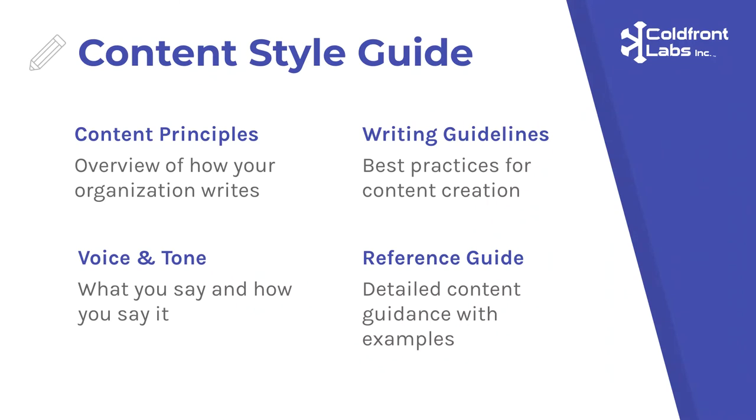So you have your content principles, which is sort of an overview of how your organization writes. This is, I don't want to call it a mission statement, because mission statements are fluffy. If you had to, after you're done writing the entire style guide, you come back and say, okay, if I had to sum this up in three short sentences, what would they be? Okay? I'll go through some examples afterwards.